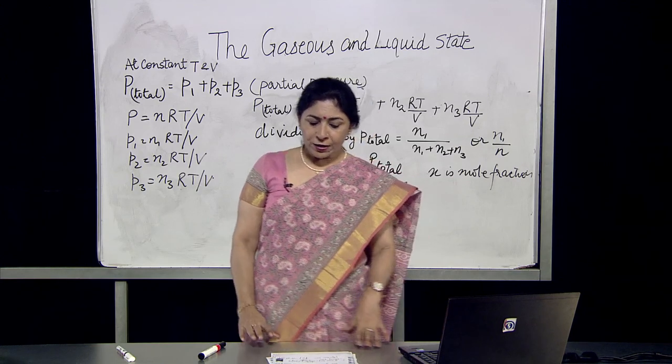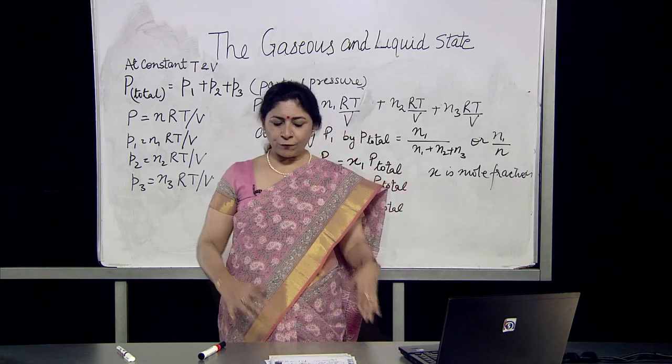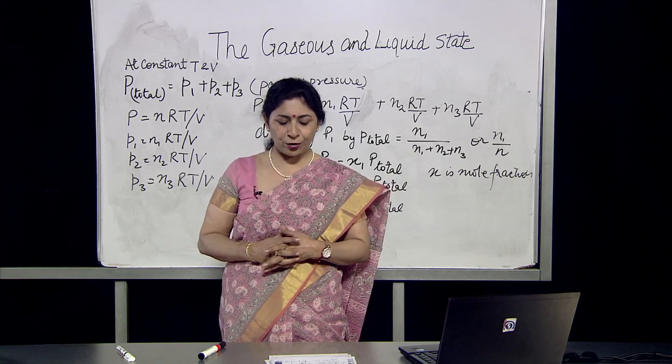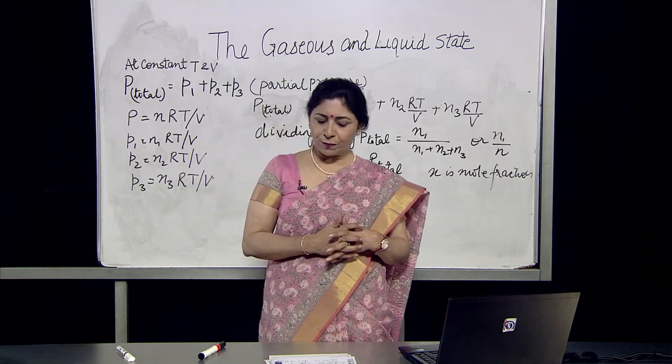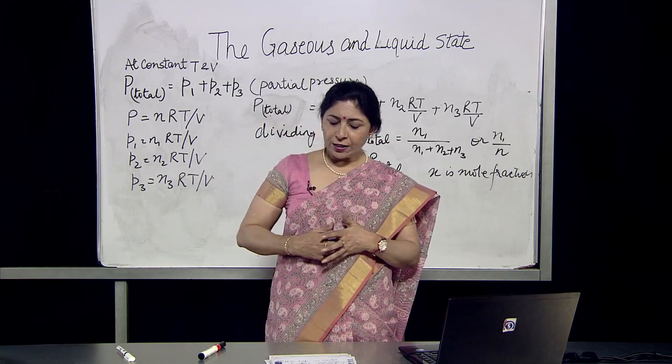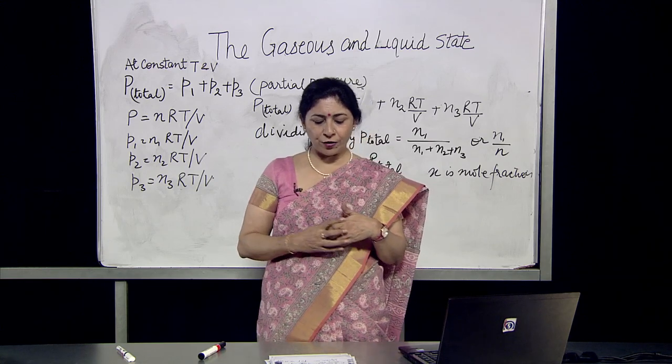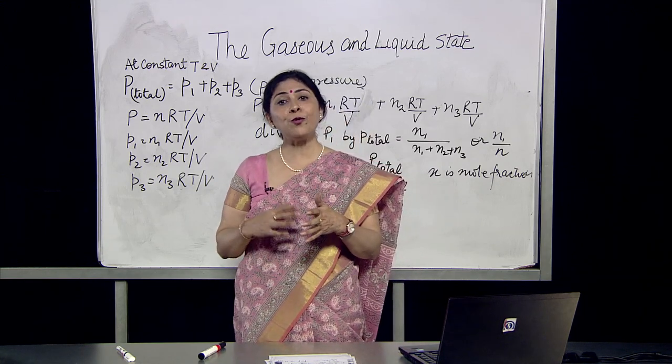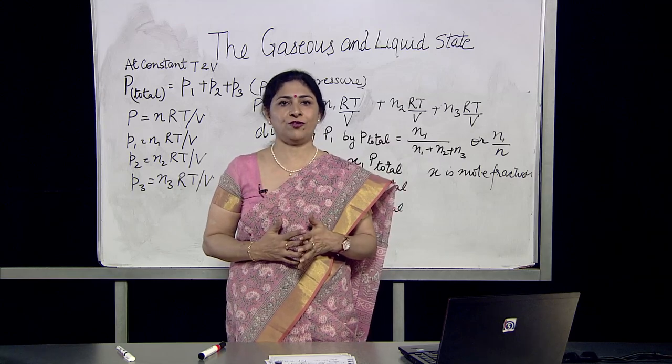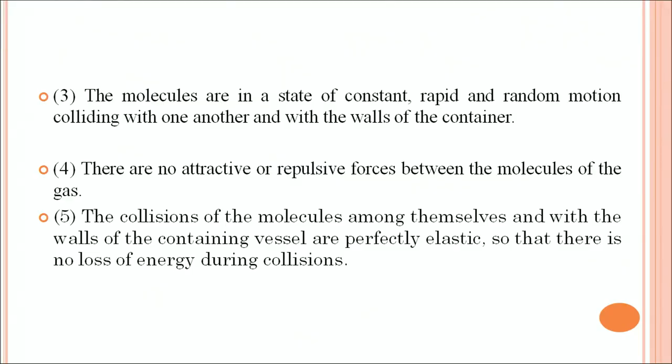Now, what is the meaning of an elastic collision? Elastic collision means, on hitting, the exchange of energy will be there, but there is no gain or loss of energy. The gain of energy will be equal to the loss of energy for the other molecule. So this is known as perfectly elastic collision.